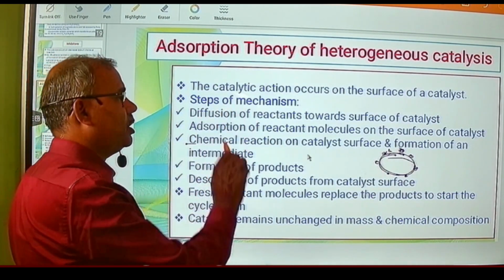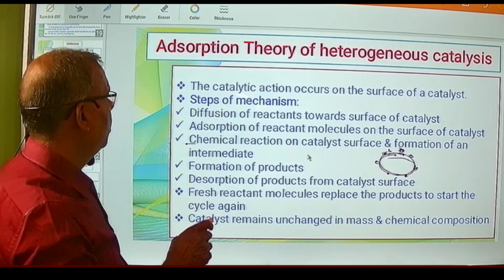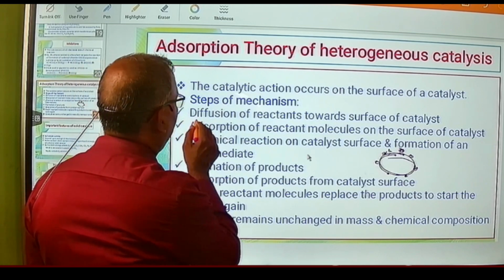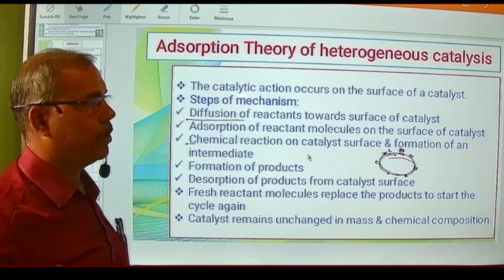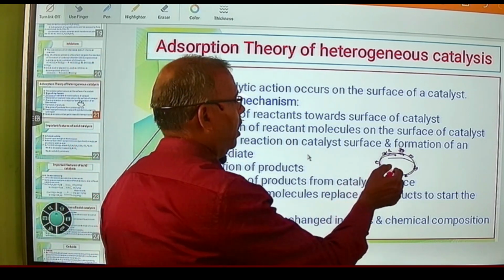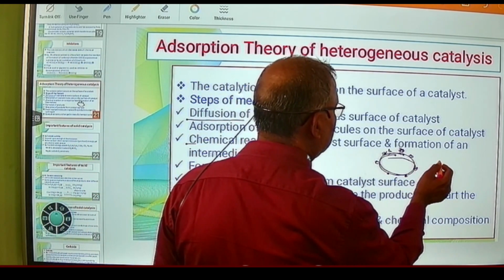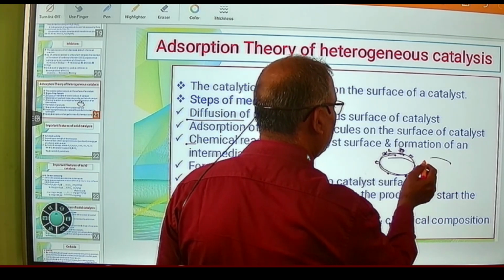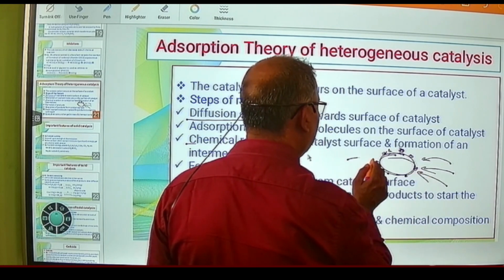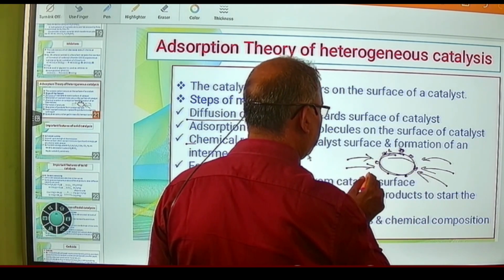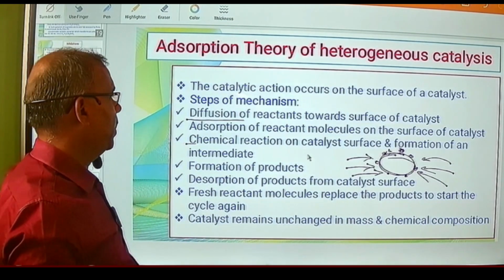Now what are the steps of the mechanism in this catalysis? First step: diffusion of reactants towards the surface of the catalyst. When the reactants come in contact with the solid catalyst, the molecules of reactant diffuse to the surface of the catalyst.